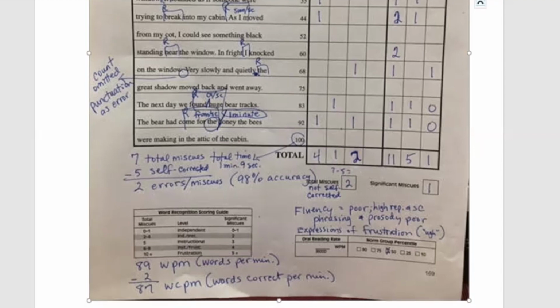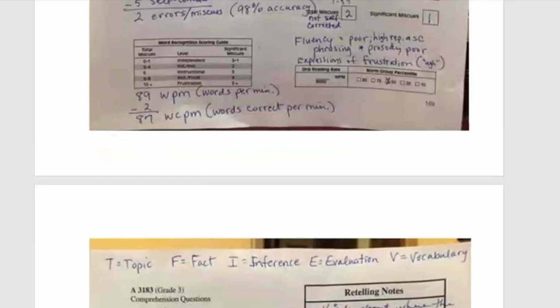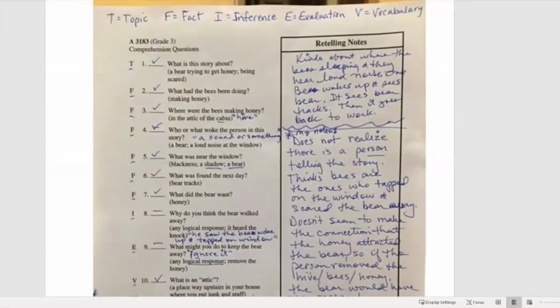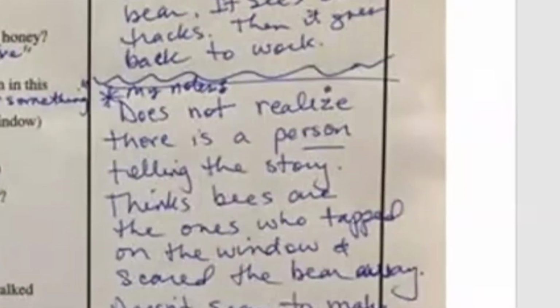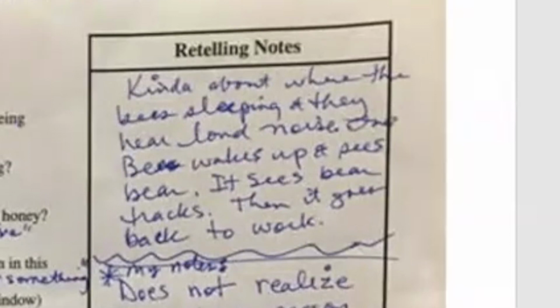So let's look now at the comprehension piece. Let me show you a little bit about this form. First of all, there's the box to write down what they say in the retell, and you can see that I've done that in this first part here. I just wrote basically what she said, which was that it's kind of about where the bees are sleeping and they hear a loud noise, and one of the bees wakes up and sees the bear, and it sees the bear's tracks, and then it goes back to work. That's basically what she said.